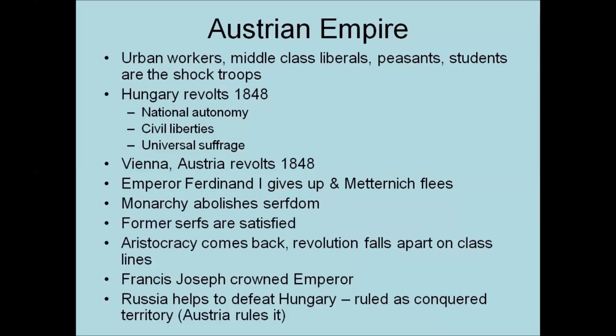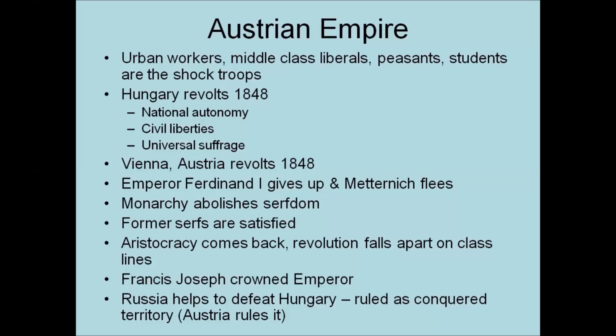Essentially, the middle class and upper middle class side with the government and with the king, and the lower classes are happy enough that they don't feel like they need to fight anymore. So Francis Joseph is actually going to be crowned emperor, and Russia is going to help the Austrian Empire to control Hungary.